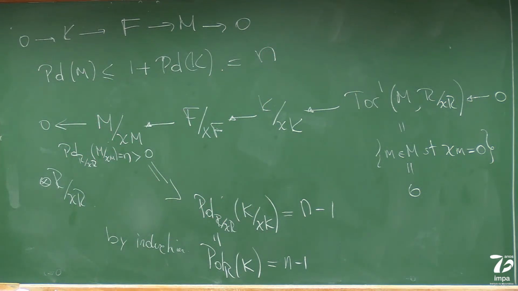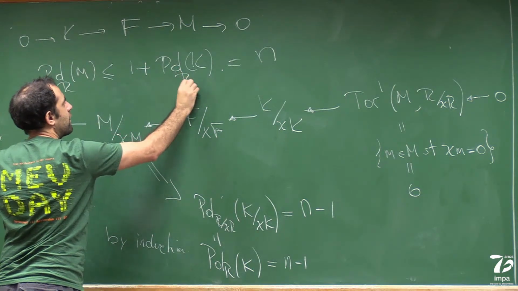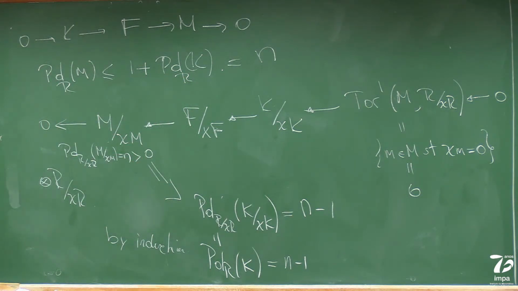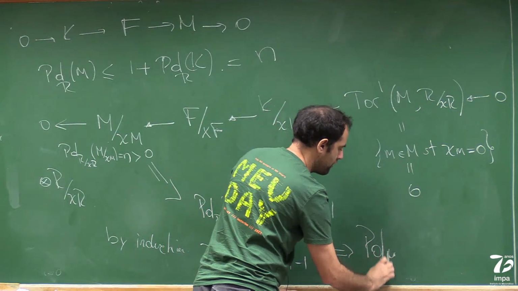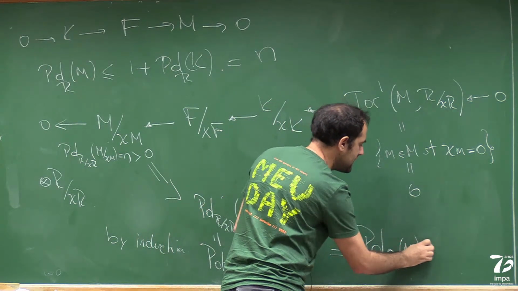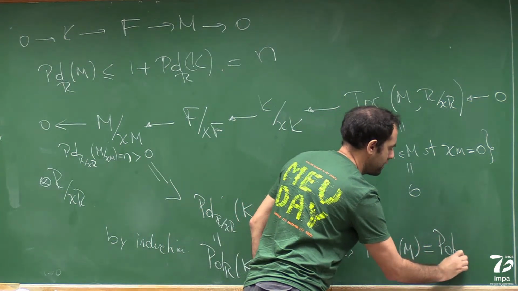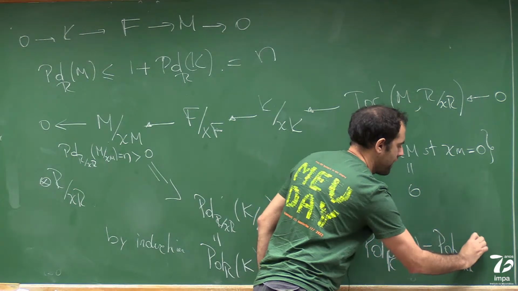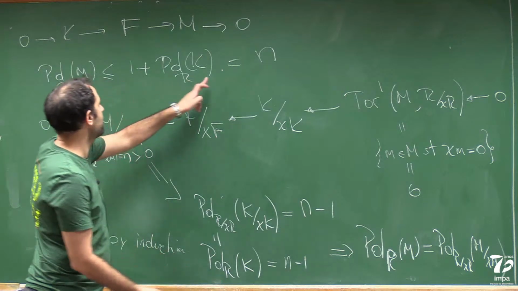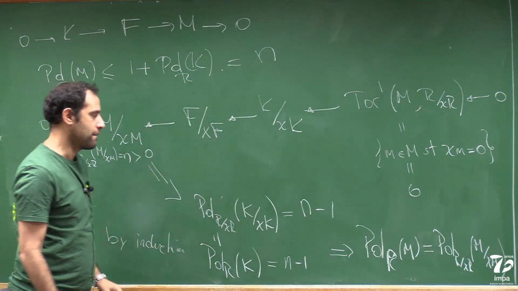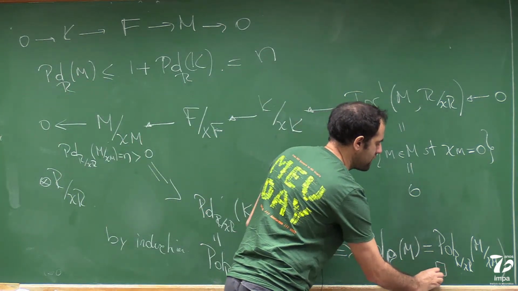So the projective dimension over R is less or equal than n, and we know on the other hand that it has to be bigger or equal than n. So that's it. This implies that the projective dimension over R of M is equal to the projective dimension over R mod xR of M mod xM. We already had the bigger or equal in that direction, and now we're proving the less or equal. Okay, so that finishes the proof of that theorem.